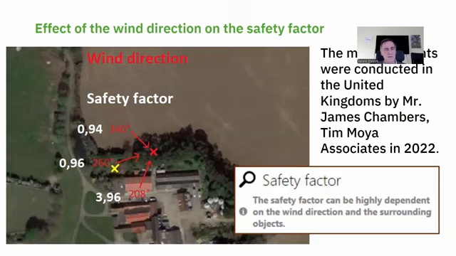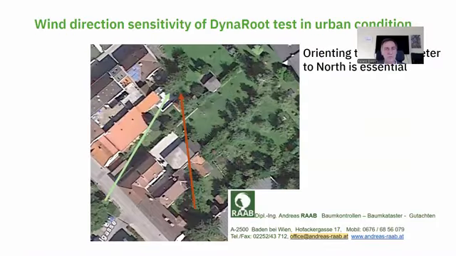But when the wind arrived from the south, 208-degree direction, the safety factor was pretty high, almost 4. Yes, because the wind first attacked the building and only part of the wind forces arrived at the tree. But with another wind direction, the safety factor went down to just below 1. So a remarkably big change may occur.